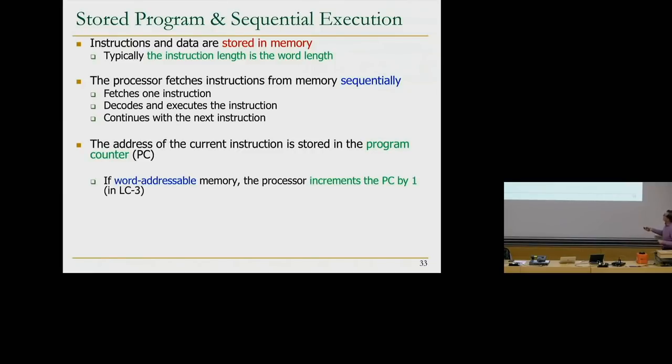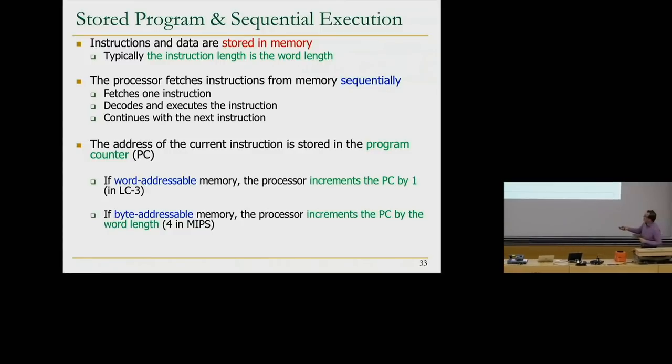If you have word addressable memory, the processor increments the program counter by 1. That's how you go to the next instruction. This depends on your addressability clearly, right? Because if you have word addressable and your program counter is, then it's a word, then you increment the address by 1. If you have byte addressable memory, the processor increments the PC by the word length. So in MIPS, the word length is 32, and that means 4 bytes.